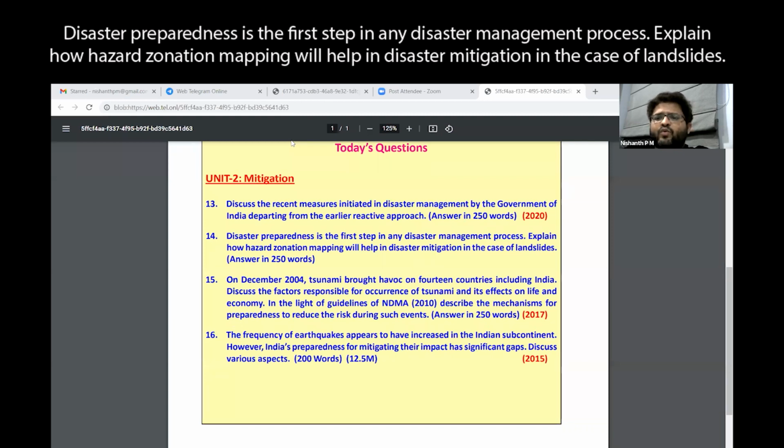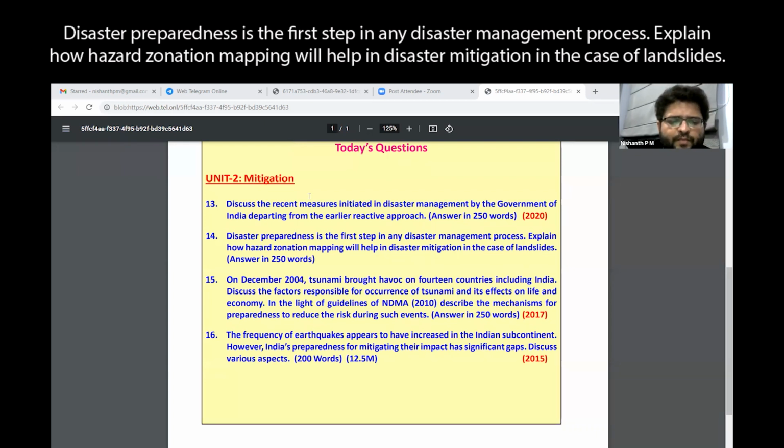And then, similar to what you have done for earthquakes, you have to draw an India map and try to give the zonation of landslides. So with regard to disasters, start inculcating this particular habit of drawing an India map and then trying to mark the vulnerable areas with regard to the disasters.